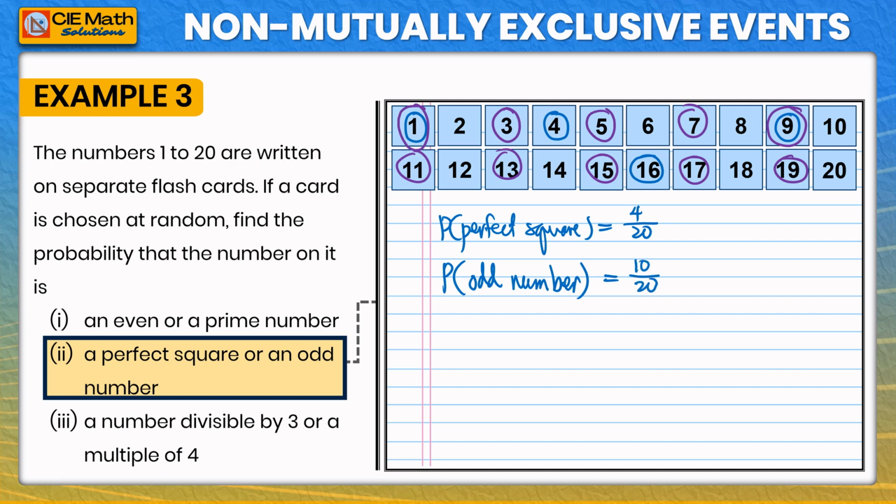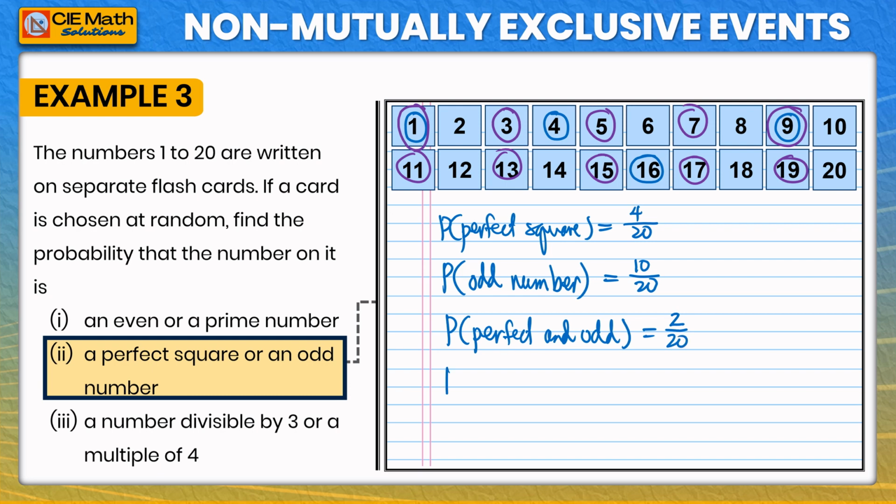Now how about the probability that it is a perfect square and odd at the same time? If you take a look at the encircled numbers, there are 2 encircled twice, 1 and 9. So the probability of getting a perfect square and at the same time an odd number is 2 over 20.